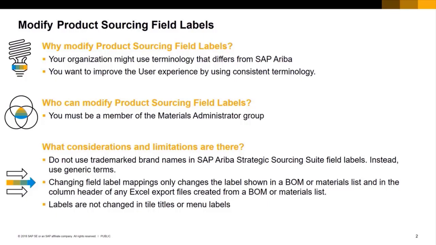Please consider the following considerations and limitations when making these changes. Do not use trademark brand names in SAP Ariba Strategic Sourcing Suite field labels. Instead, use generic terms. Changing these field label mappings only changes the labels shown in a BOM or materials list. The labels are not changed in tile titles or menu labels.